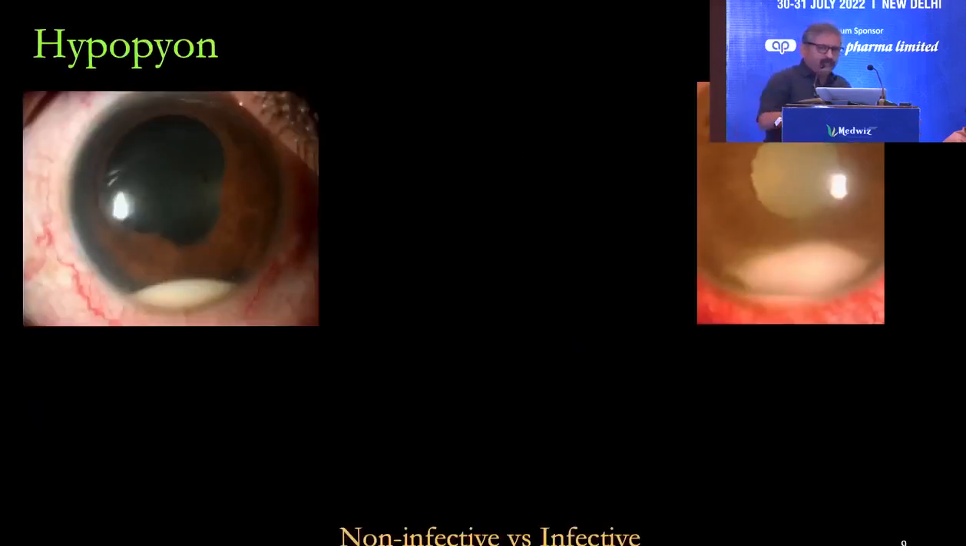So the classical pattern of anterior uveitis is organized fibrin. Another one which we all see is the hypopyon. Hypopyon is as simple or as scary. Hypopyon uveitis can be non-infective if it is in the uveitis clinic, or if it's in the retina clinic, it's endophthalmitis.